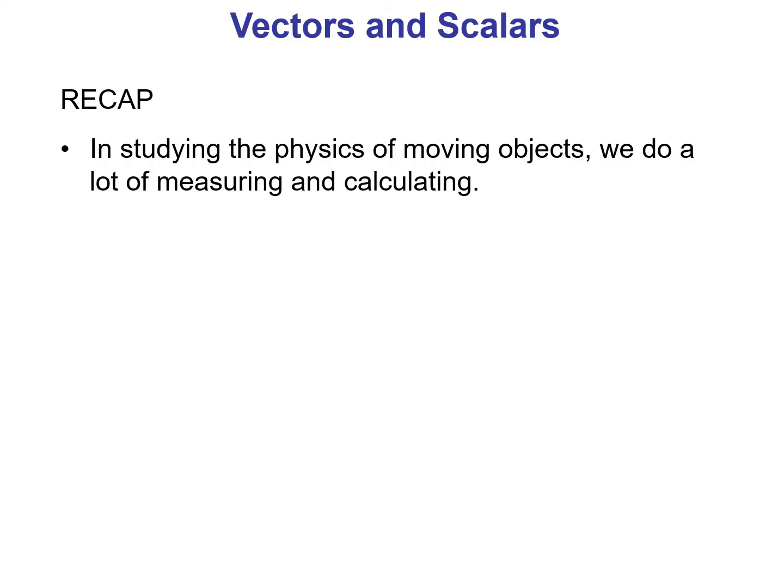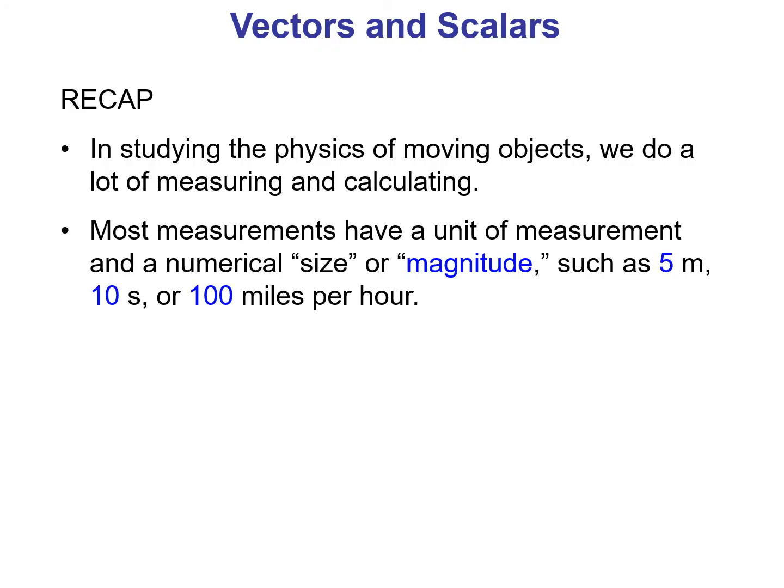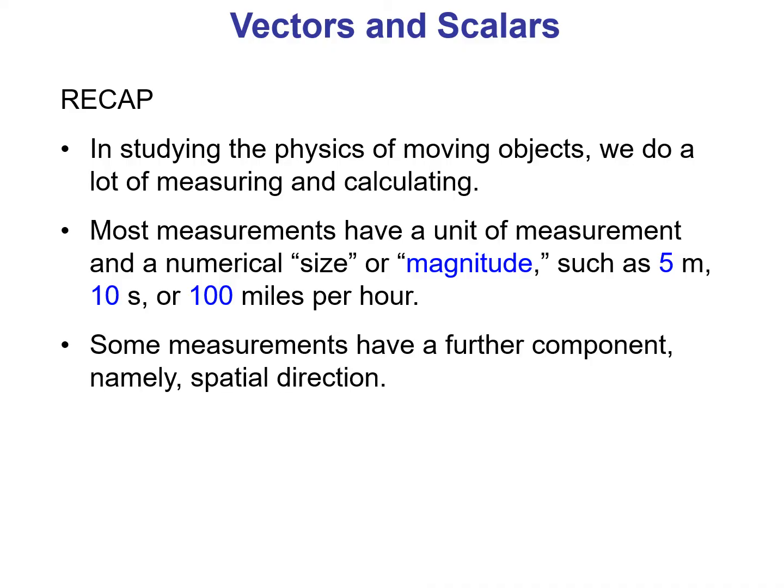So just a quick recap of where we are right now. Whenever we're studying the physics of moving objects, we are going to do a lot of measuring and then a lot of calculating with those measured values. Most measurements have some sort of unit of measurement, as well as a numerical size or magnitude, such as 5 meters, 10 seconds, or 100 miles per hour. The 5, 10, and 100 represent the magnitude. The meters, seconds, and miles per hour represent the units of measurement.